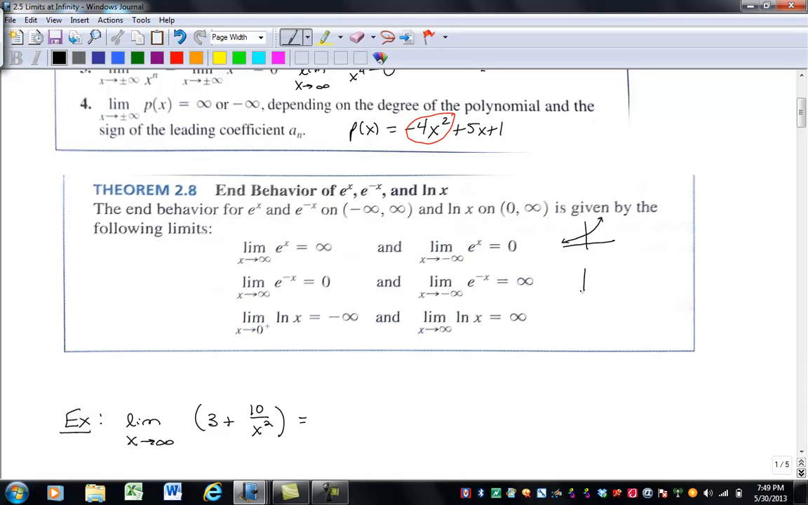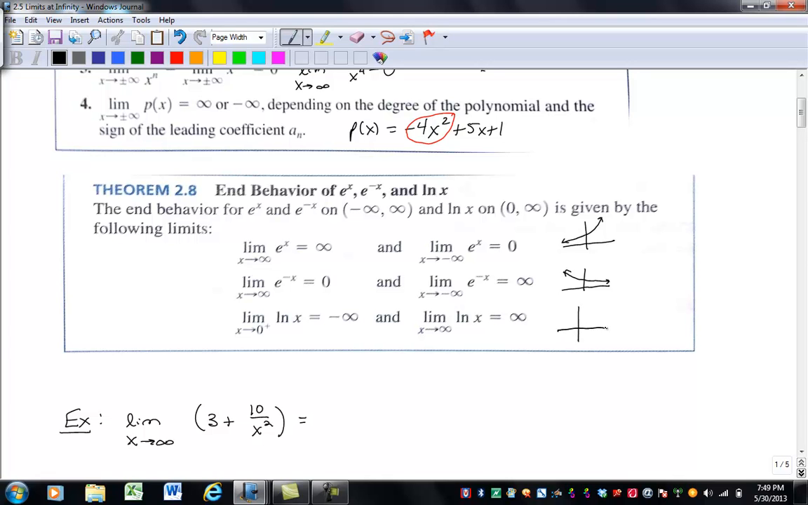The graph of e to the negative x is very similar, except it's flipped across the y-axis. So you'll notice as x goes to infinity, the y value goes to 0. That's what the first one says. As x goes to negative infinity, the y value goes to infinity.